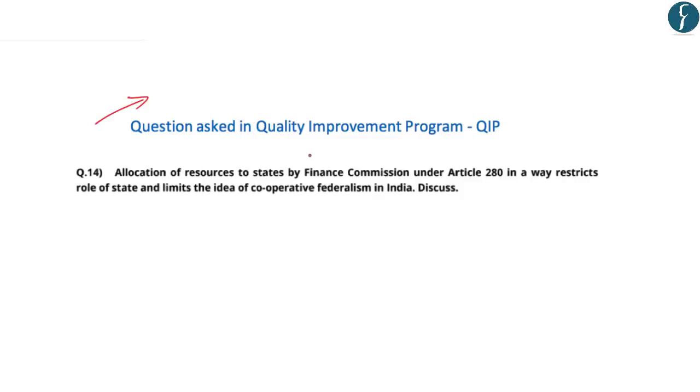Now further, a similar question was asked in the QIP, that is Quality Improvement Program. The question asked was: allocation of resources to states by Finance Commission under Article 280 in a way restricts role of state and limits the idea of cooperative federalism in India. Discuss. So here also we tried to ask this question considering the fact that terms of reference had become a talking point with respect to certain states, and hence in this aspect the issue of Finance Commission was actually important.